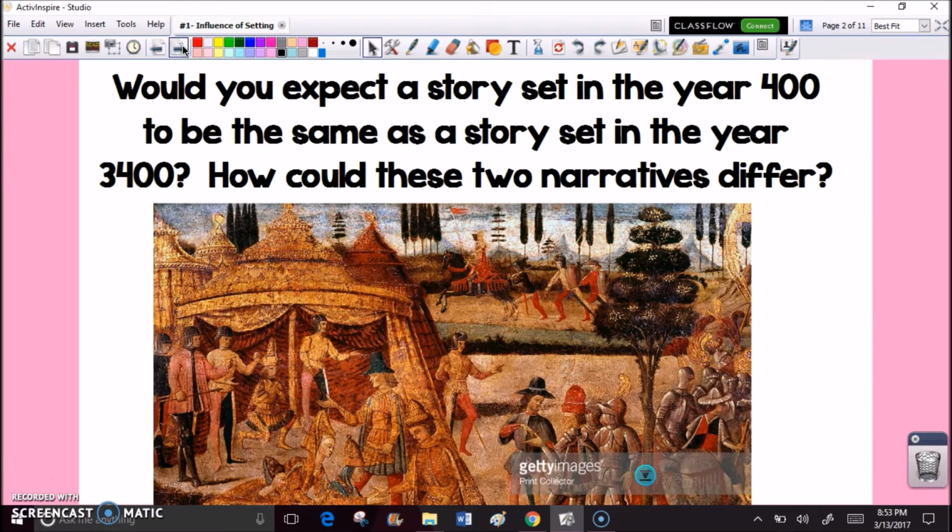All right, so when you're talking about setting, you're talking about where and when the story takes place. So if we think about the time period, would you expect a story that's set in the year 400 to be the same as a story that's set in the year 3400? Think about how these two narratives might be different from each other.